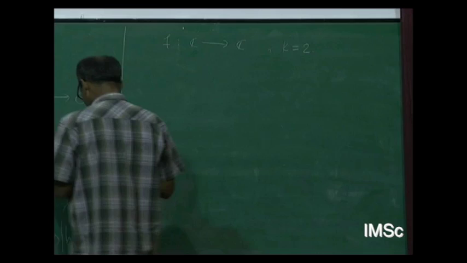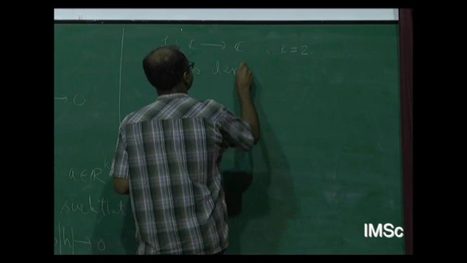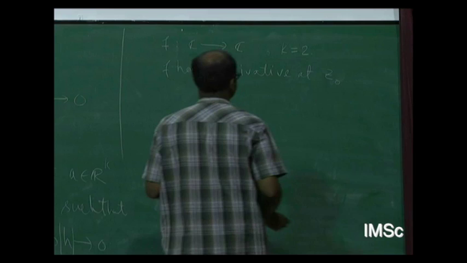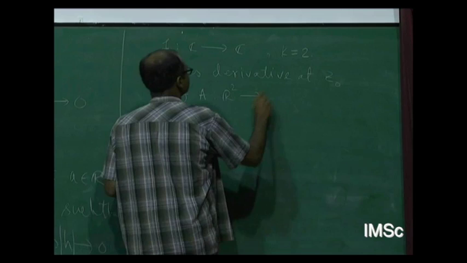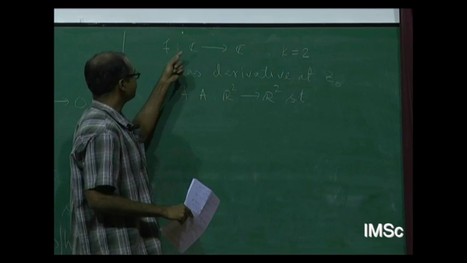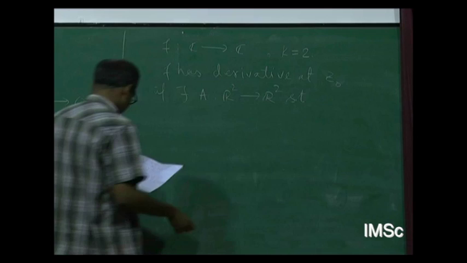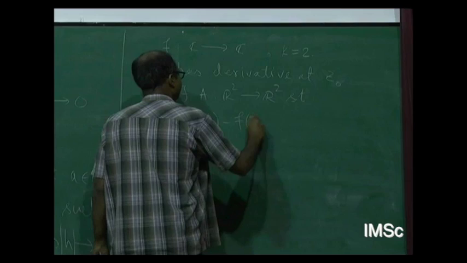Okay. So for complex numbers, I say f has a derivative at z naught if there exists a linear function from R2 to R2. Here I am identifying C and R2 as vector spaces, so the linear structure is the same. Such that, again this.